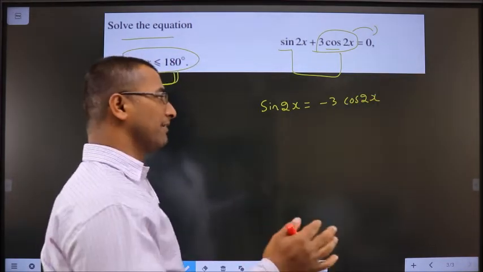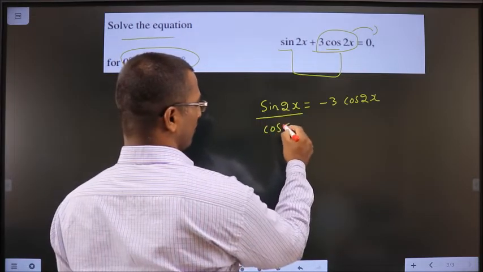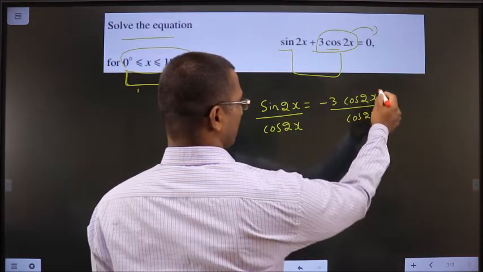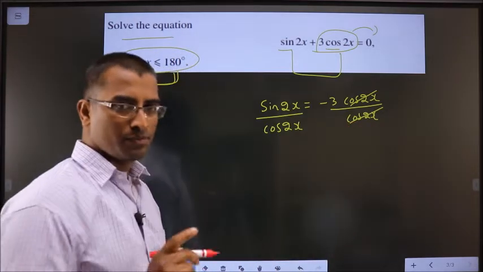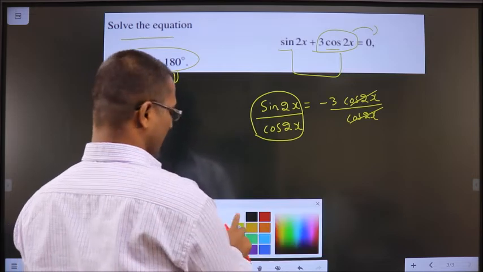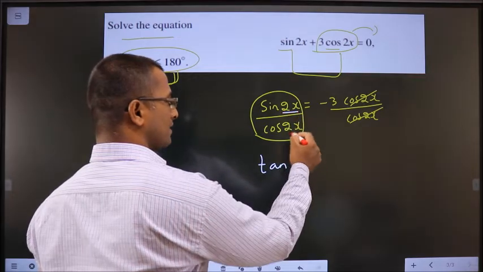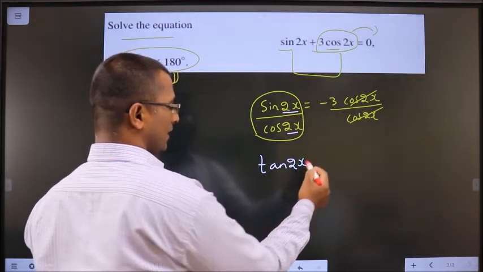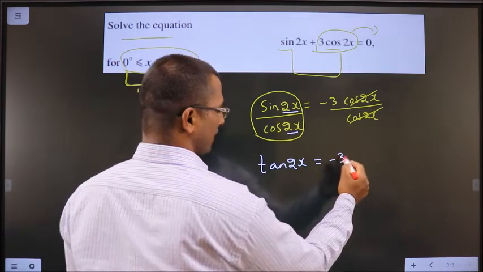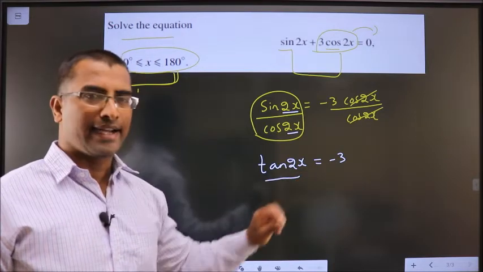Now divide by cos 2x on both sides. So sin 2x by cos 2x equals minus 3 cos 2x by cos 2x, so these two cancel out. Now sine by cos is tan. Here it is 2x, so you will also get 2x over here, equal to, the other side is minus 3.